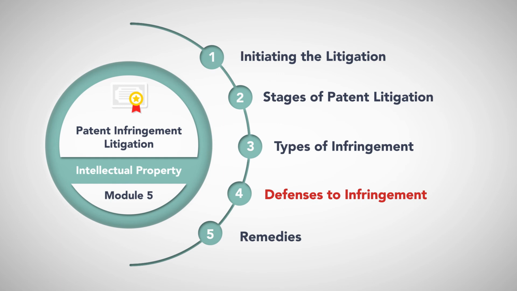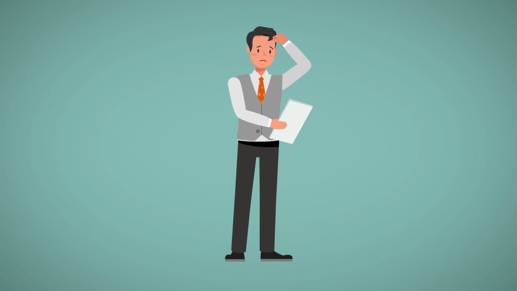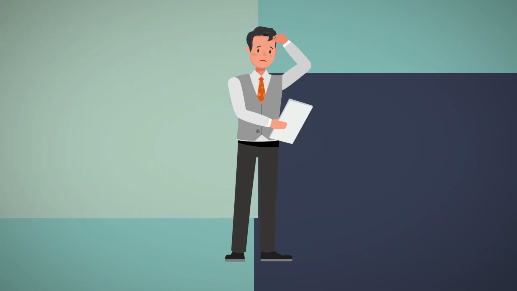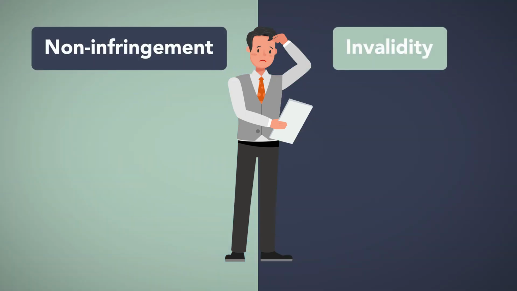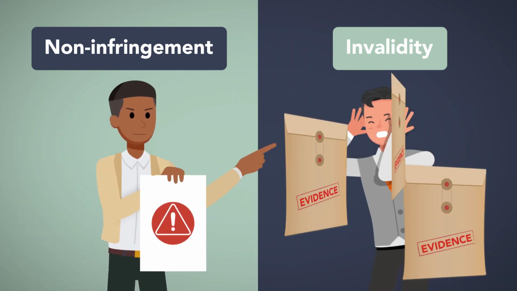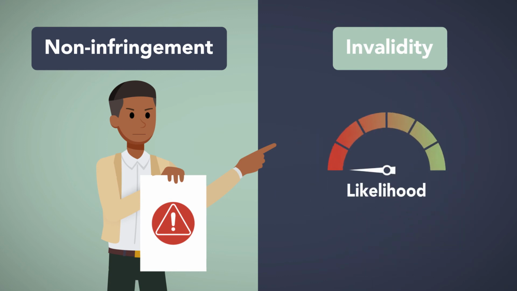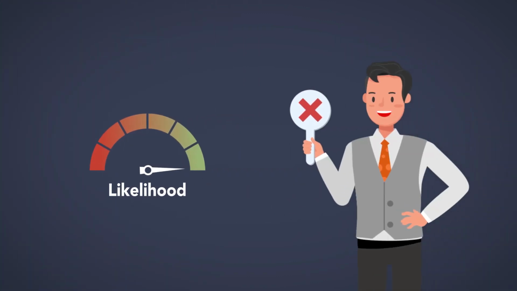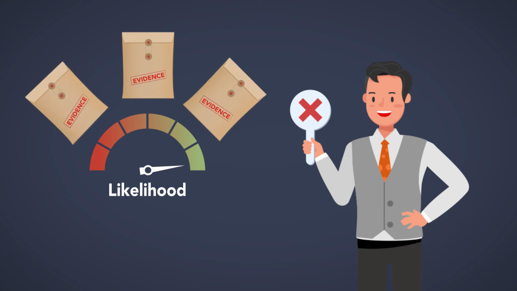Defenses to infringement. Accused infringers raise the same two defenses in nearly every patent infringement action: non-infringement and invalidity. The patentee bears the burden of proving infringement by a preponderance of the evidence, so the patentee must show that it is more likely than not there is an infringement. Accused infringers, of course, try to establish that it is more likely than not there is no infringement.